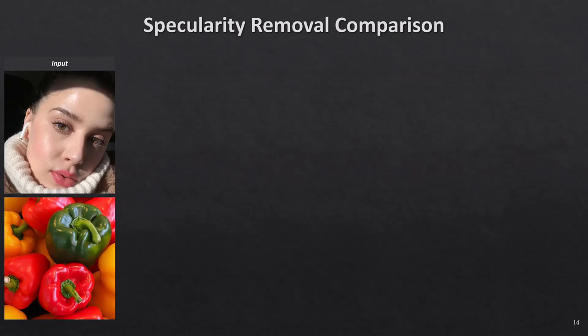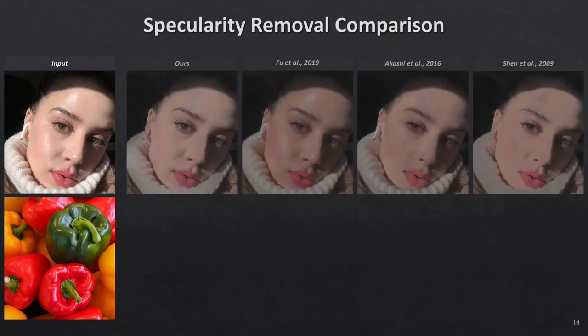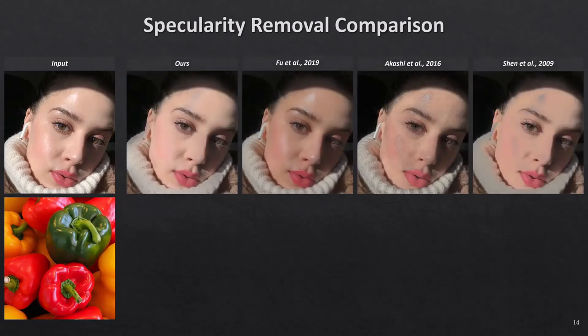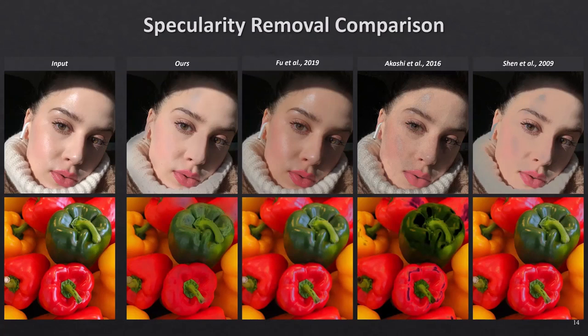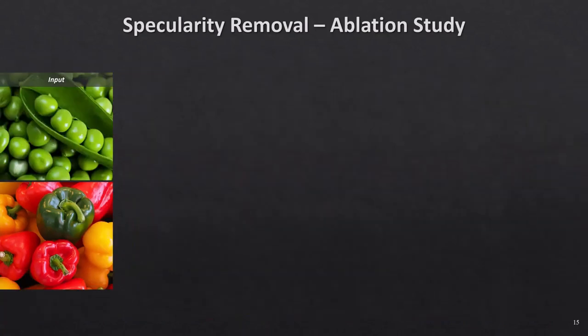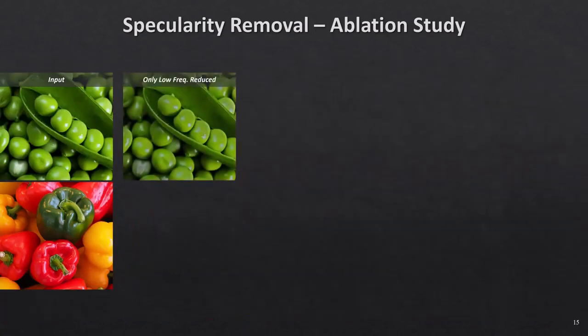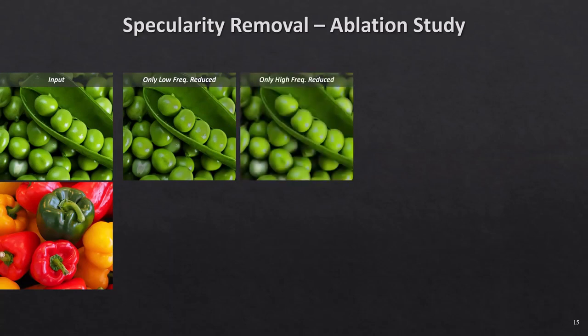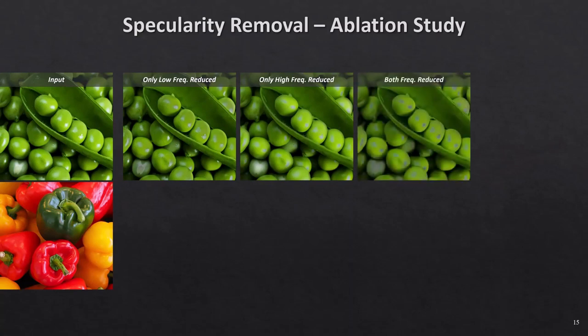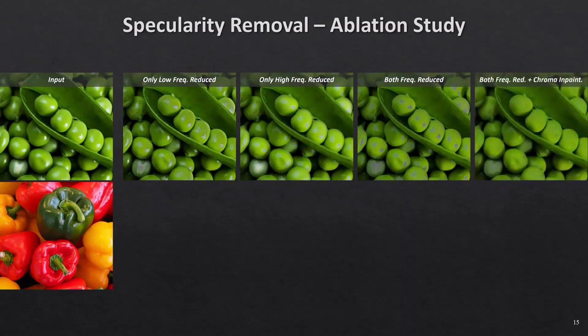We perform a qualitative evaluation of our specularity removal method and show how we perform better than the existing techniques for real-world images. For our specularity removal, we first reduce the positive coefficients of low-frequency intensity subbands within the specular mask. We then do the same for high-frequency subbands. Both of these reduction steps, followed by chromaticity inpainting, give us the final diffuse output.